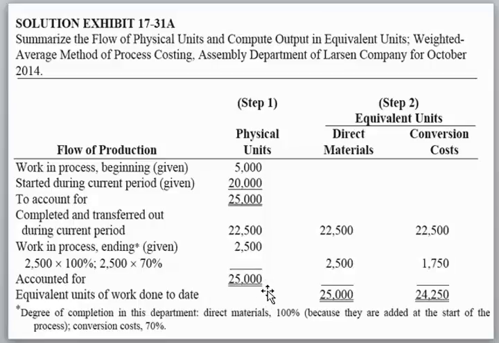So the equivalent units of work done to date: 25,000 physical units, and direct material 25,000, adding 22,500 plus 2,500. For conversion cost, 22,500 plus 1,750 will be 24,250. The degree of completion in this department is direct material 100% because it is added at the start of the process, and conversion cost 70%.